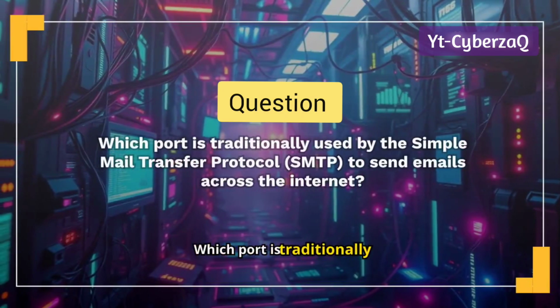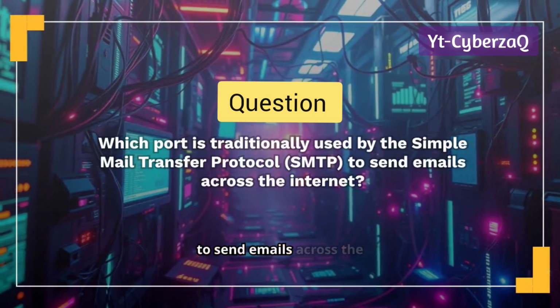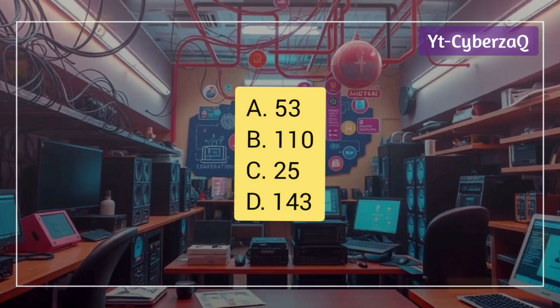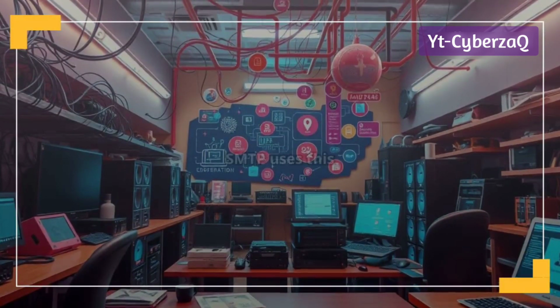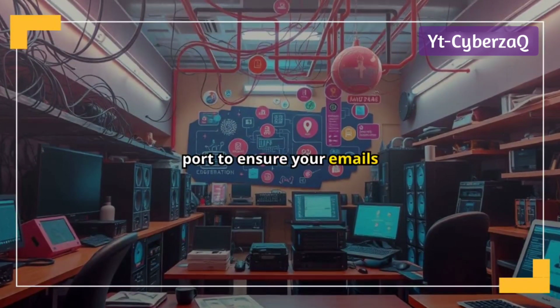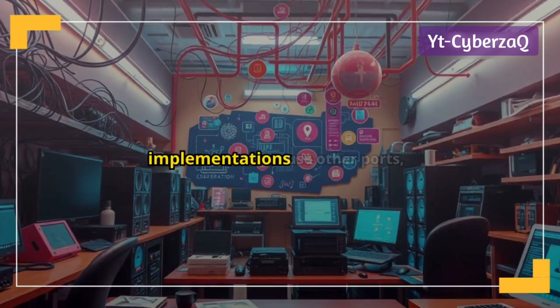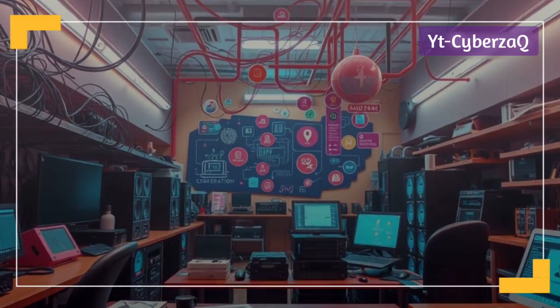Which port is traditionally used by the Simple Mail Transfer Protocol, SMTP, to send emails across the internet? Correct, C, port 25. SMTP uses this port to ensure your emails reach their destinations. However, modern secure implementations use other ports, like 587 or 465.